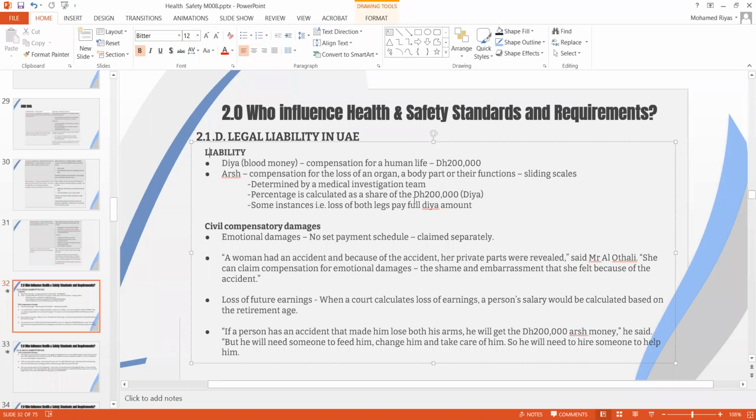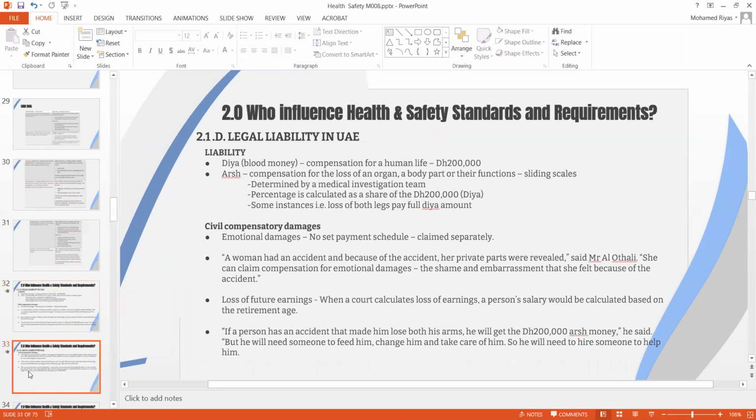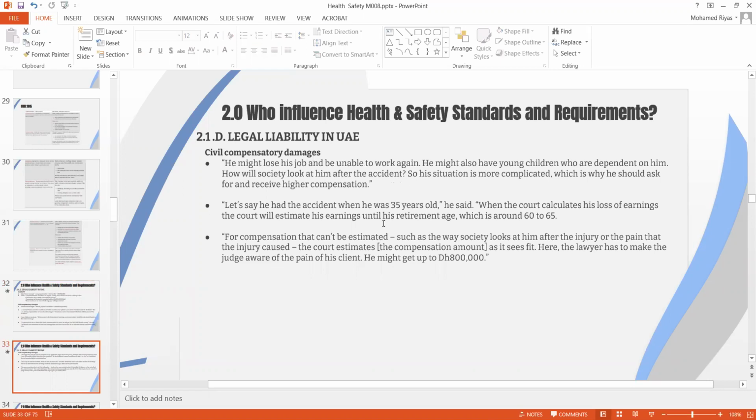Usually, if someone loses two legs, they end up being paid similar to the DIA money. Then we have different categories, which are emotional damage in UAE and loss of future earnings. We'll discuss loss of future earnings in more detail when we get to insurance in the final part. This is the liability provision in UAE, including a provision for a jail sentence of 5 to 10 years.